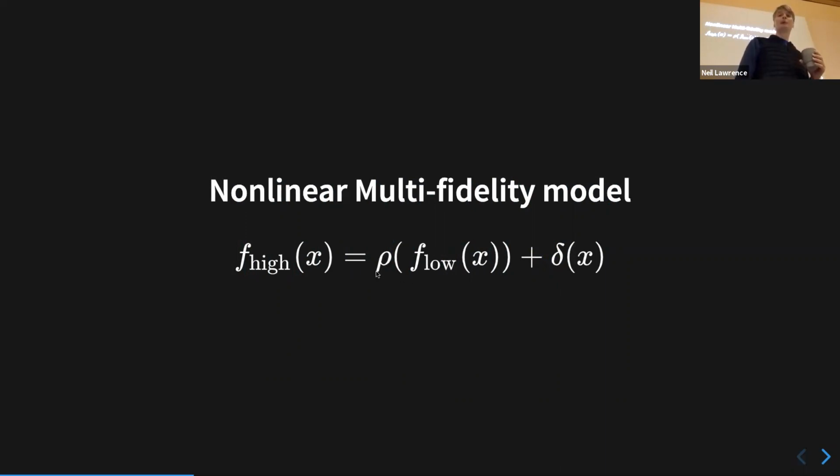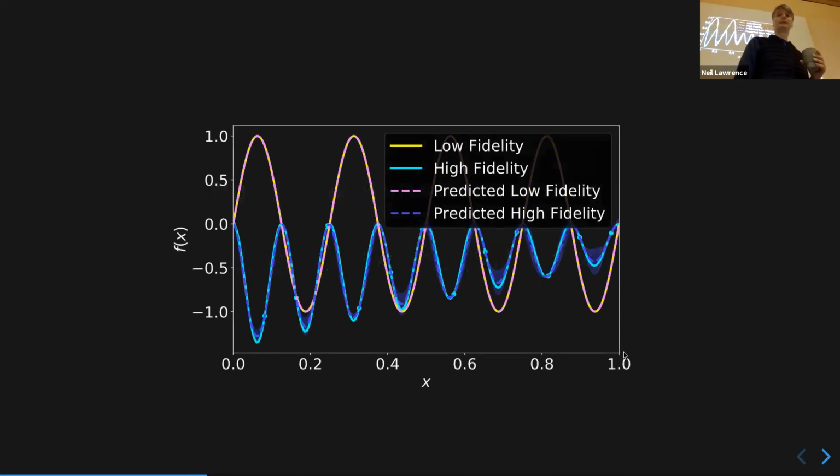But in general, with the nonlinear multi-fidelity, we've got the low fidelity mapping through another nonlinear function, rho. So instead of rho just being a scalar now, the high fidelity is potentially some nonlinear function of F low. Now, if we do make that assumption, we can recover this system.